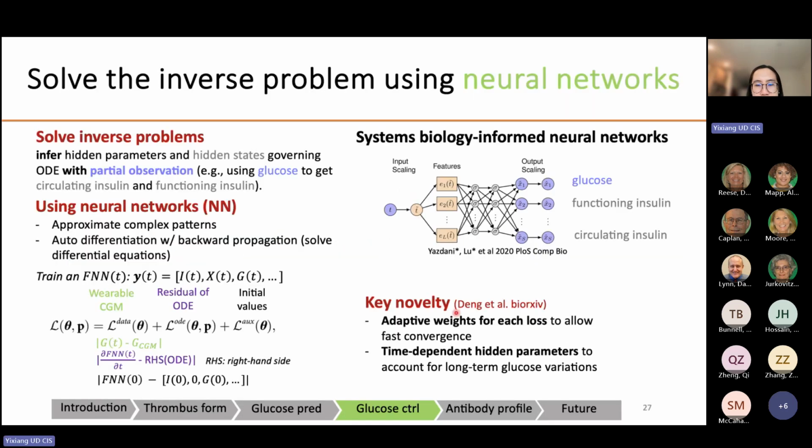And the key novelty in my work is that I use adaptive weights for each loss. Here you can see there is no coefficient for the different loss terms, which is like a coefficient of 1. We found that having adaptive weights for each loss allows for faster convergence. Also, for the time-dependent hidden parameters, we modify the model such that the parameters change over time to account for long-term glucose variations, which cannot otherwise be characterized.